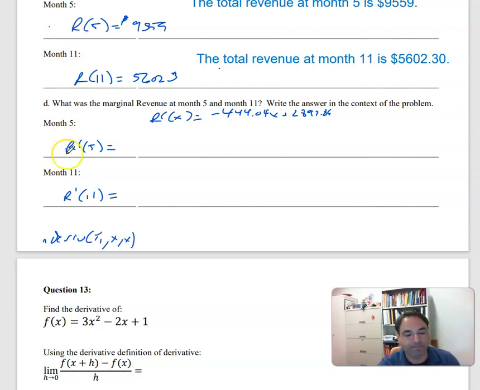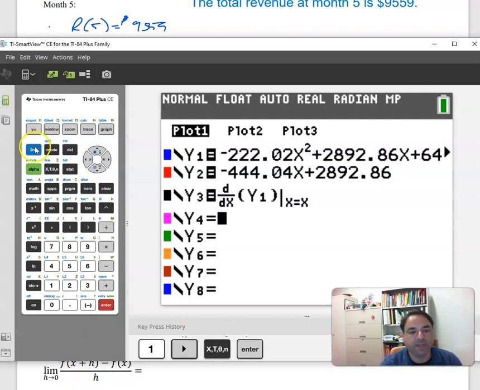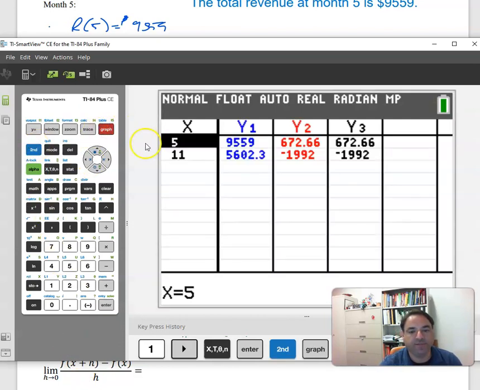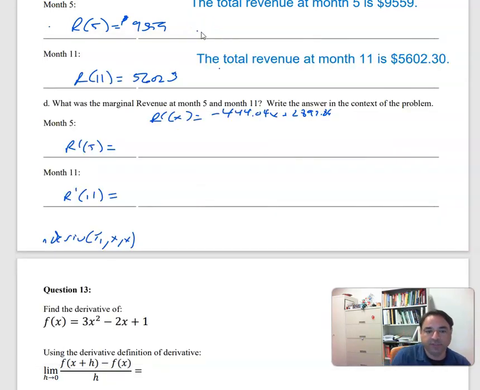Okay, so we're going to go to the table. Second graph, we're going to plug in 5 and 11 again, and notice that y2 and y3 match. That means we did it correctly. Everything's good. So for month 5, it's 672.66. And for month 11, it's negative 1991.58.